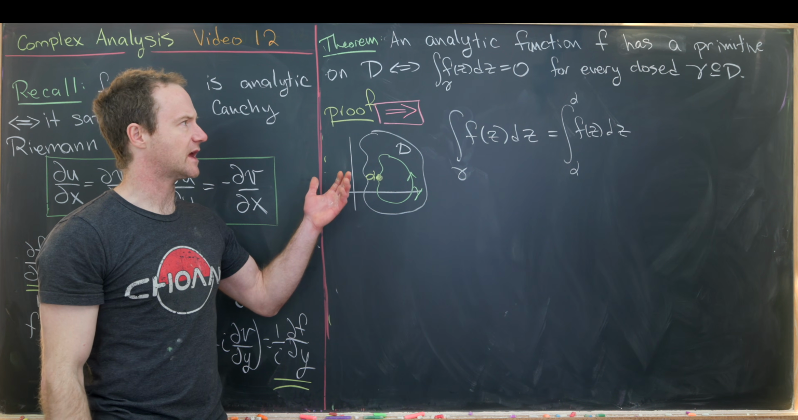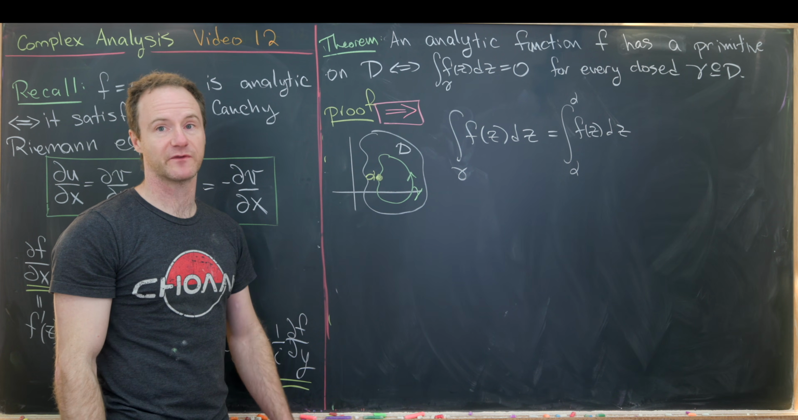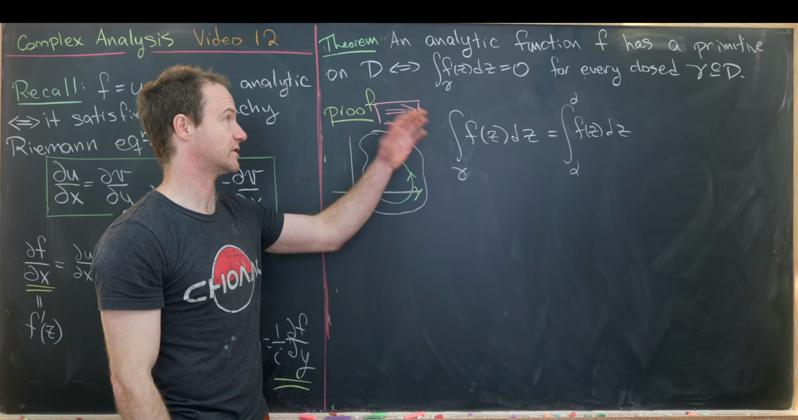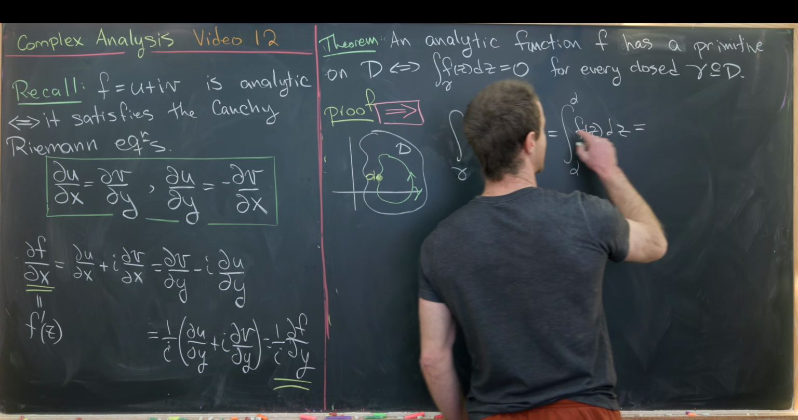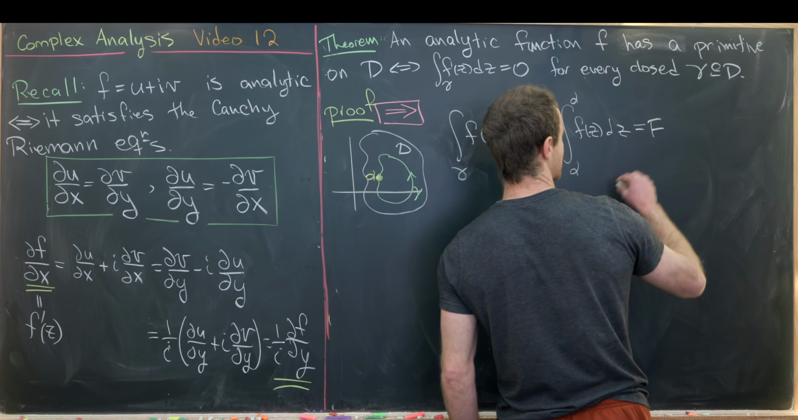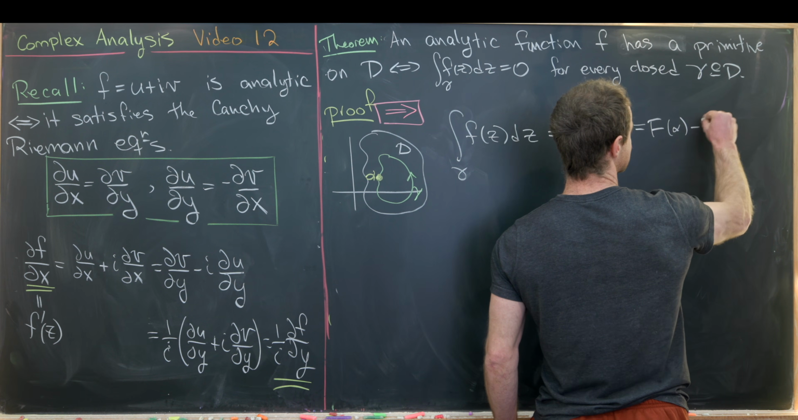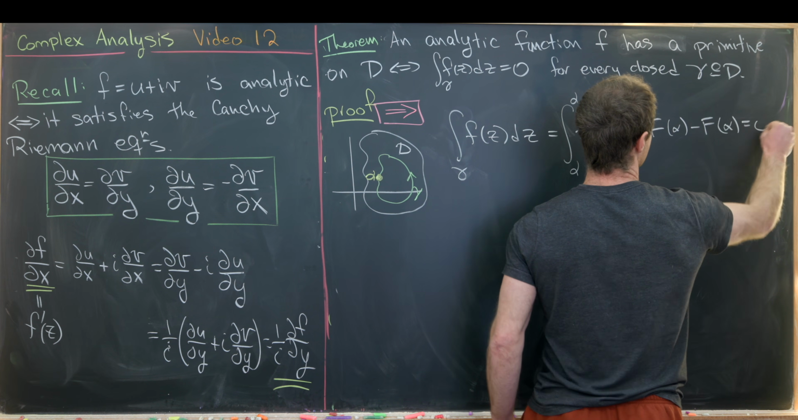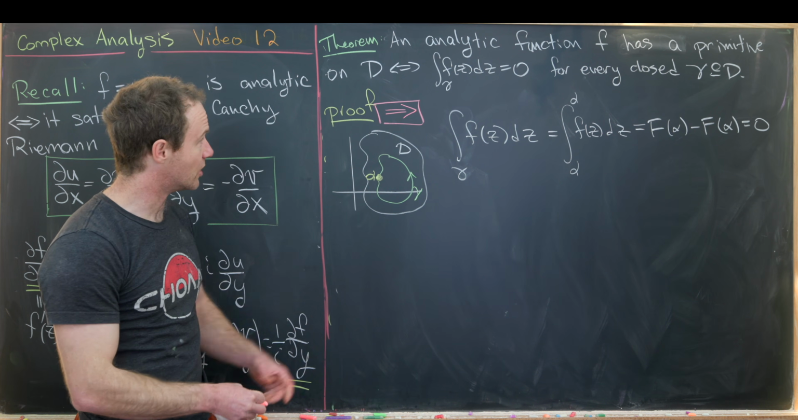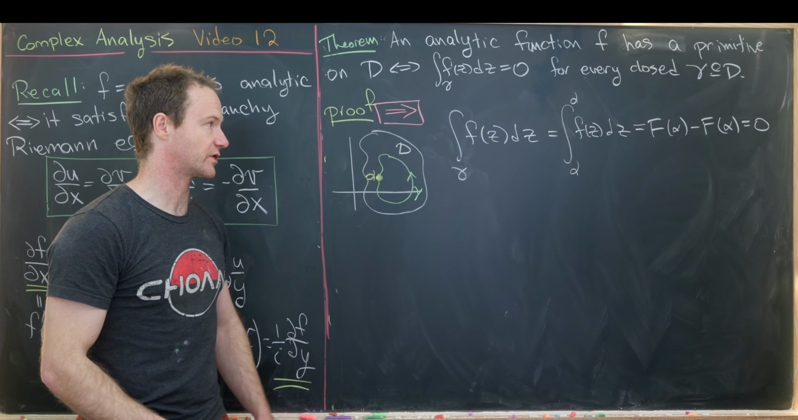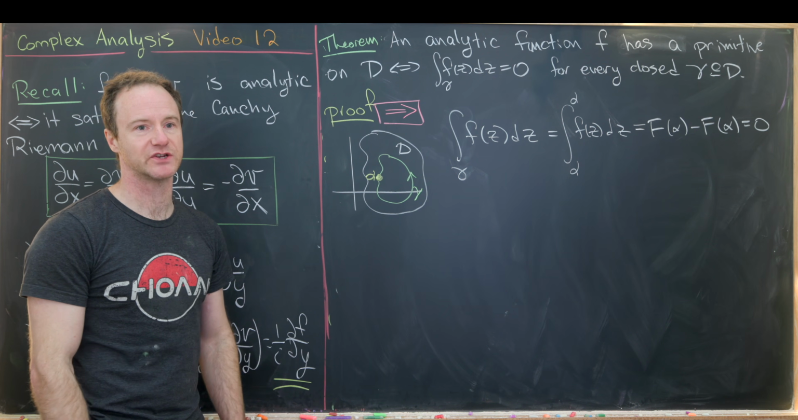But now we can apply the fundamental theorem of calculus for analytic functions. So it has a primitive, so we can take that primitive and evaluate it at the endpoints. So let's say its primitive is capital F. We have this as F of alpha minus F of alpha, which is equal to 0. But that's exactly what we needed to show to prove this forward direction. So this forward direction is quite short.